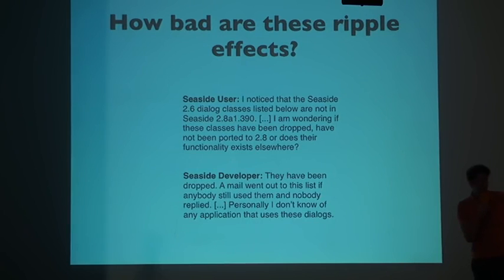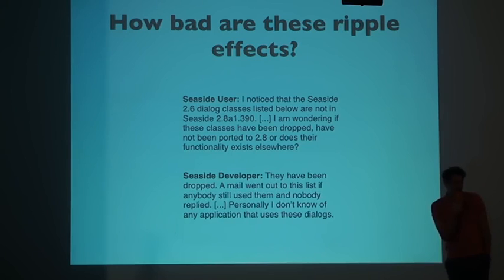While looking at this, we also found some funny examples of conversations on the mailing list. So somebody is saying, I was looking for these classes, I'm wondering if they have been dropped. And then the developer says, well, yeah, they have been dropped. A mail went out to this list asking if anybody still used them, and nobody replied. Personally, I don't know of any application that uses these dialogues. So we are thinking this is happening very often, that you as a developer don't know how other people are using your code, and you might want to know.